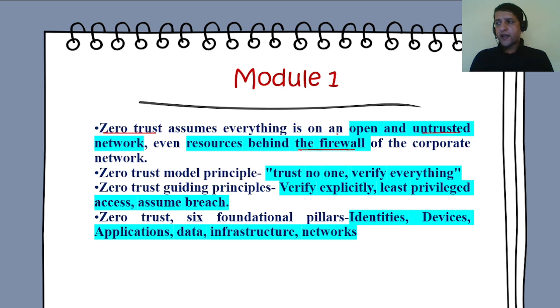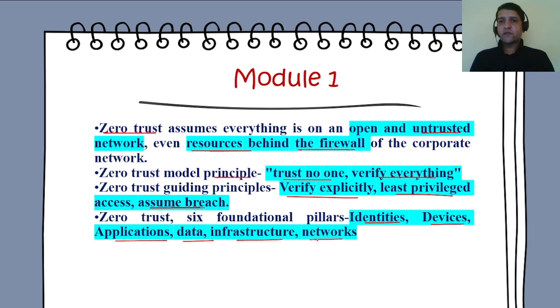Zero trust assumes everything is on an open and untrusted network, even resources behind the firewall of the corporate network. The zero trust principle is: trust no one, verify everything. The guiding principles: verify explicitly, which means you have to verify everything. Least privilege, where you give minimum privilege, the principle of least privilege access. And you should always assume breach. That means you need to identify everything. Those signals could be coming from your identities, devices, applications, data, infrastructure, or networks.